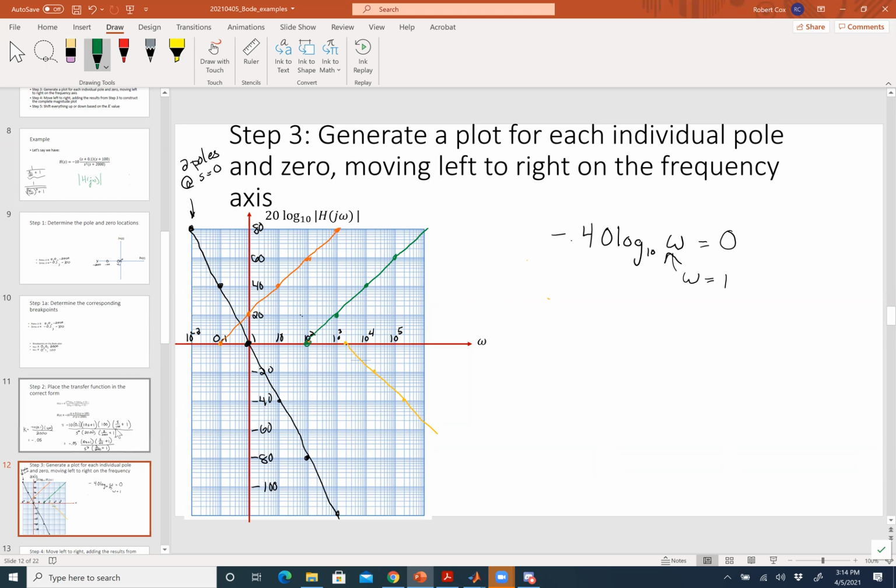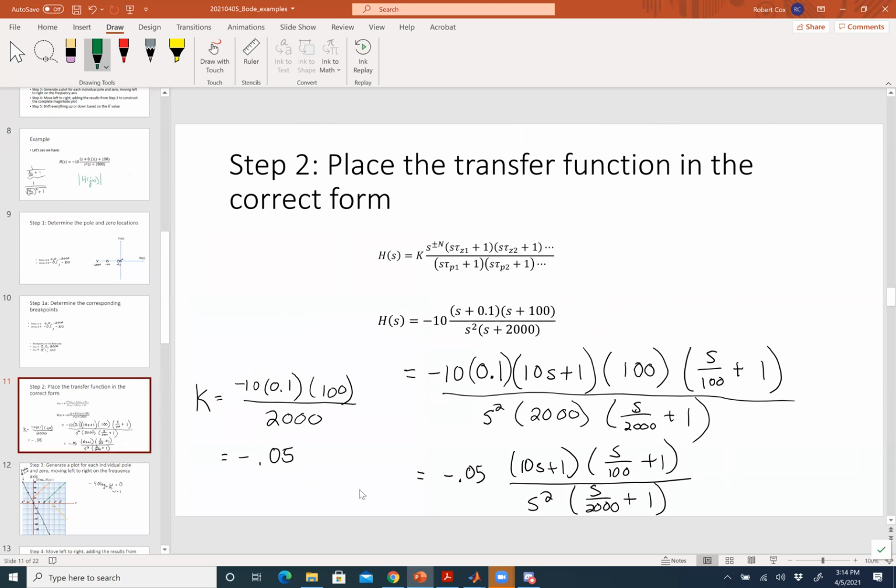You're talking about the poles at the origin? Well, yeah, I'm confused on the two poles at s equals 0.